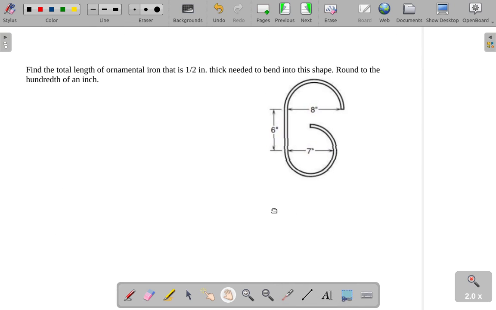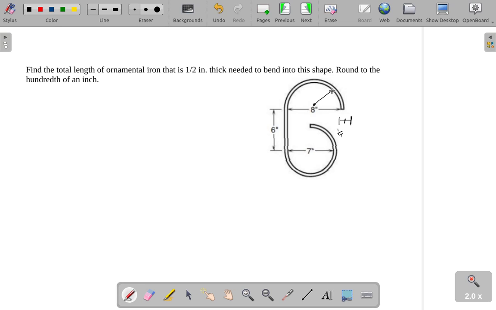All right, find the total length of ornamental iron that is 1/2 inch thick, needed to bend this shape, round to the nearest 100th of an inch. So again, we have some circular sections and some straight sections. In order to figure out the total length of this, we're going to be using the midline of the pipe. Since this is a total of 1/2 inch thick, if we were to go half of that, it would be 1/4 inch. So that means each of these distances, I'll add on 1/4 inch to the radius, and I'm using the radius because that's what all my formulas are using.